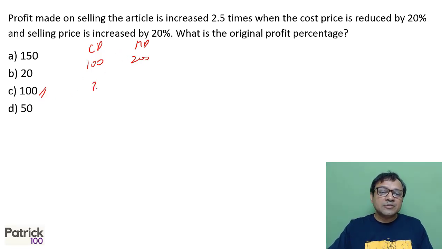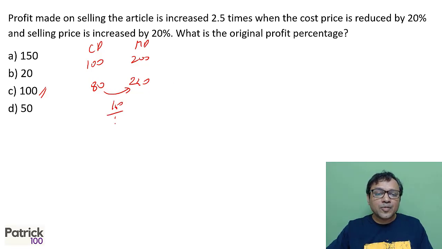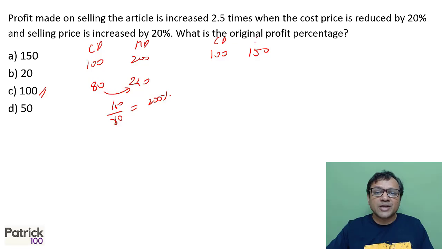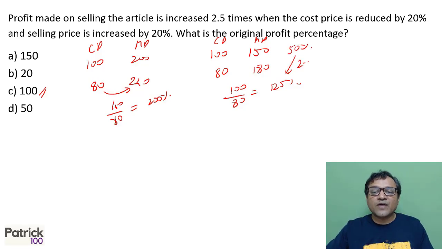If I reduce by 20% it becomes 80, increase by 20% becomes 240. So my new profit percent will be 160 upon 80, which is 200%, double. But I want 2.5 times. To increase the value, my initial profit percentage should be lower. So let's take 100 and 150, 50%, cost price, mark price. 20% lower, 80, 20% higher, 180. Profit is 100 upon 80, which comes to 125%. So if you look at it, 50% to 125% is 2.5 times, satisfies. So I know the answer is B option.